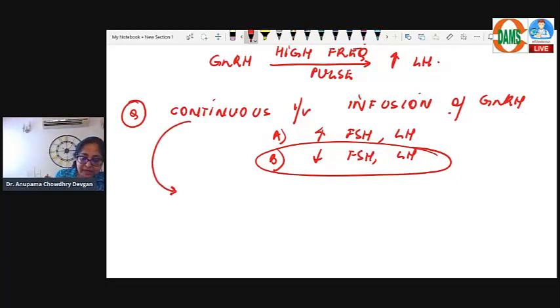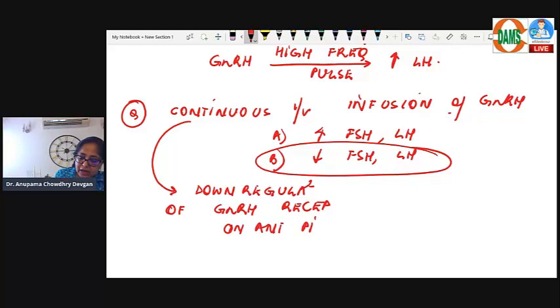What does continuous infusion do? It causes a down regulation of the GnRH receptors on the anterior pituitary, which in turn decreases FSH, LH. Okay?